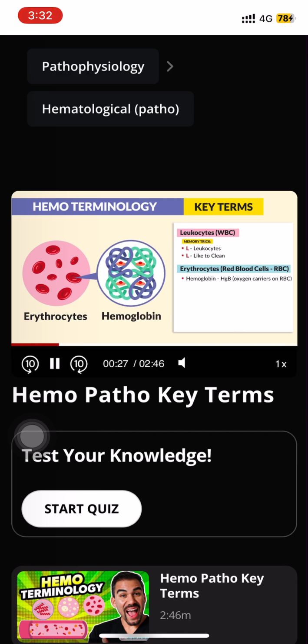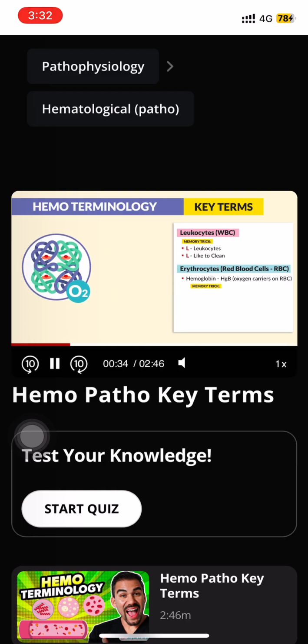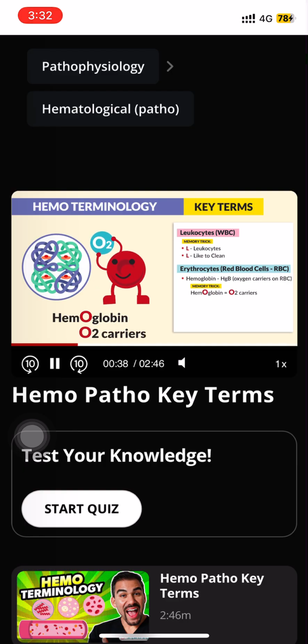So we have hemoglobin, which is HGB. These are the oxygen carriers on RBCs. So the memory trick is look at the O's. For hemoglobin, think O2 carriers.